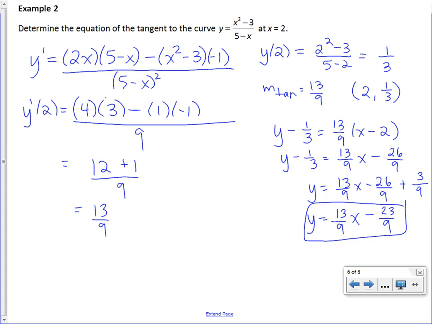Julio? That's how that works. It's a nice 4-mark question. Find the derivative, plug in 2, find the point, find the equation. If the question said find the equation of the normal, what's the one extra step you do? Negative reciprocal of this, so you get negative 9/13, and you have to use negative 9/13, so everything else would be the same. Okay?